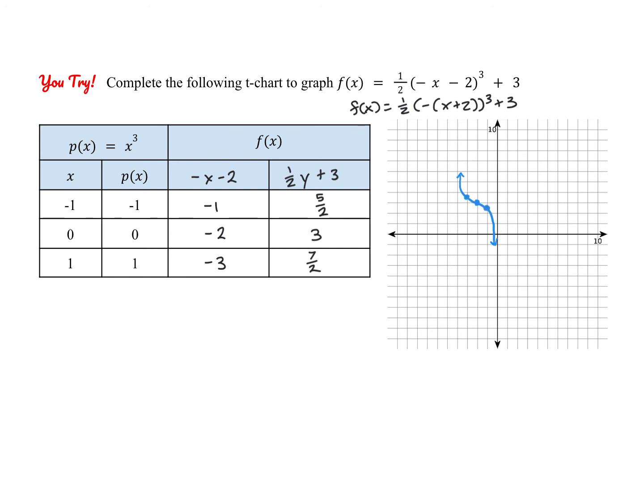So for these graphs, because it is an odd function because the parent function is odd, horizontal and vertical reflections essentially look the same. They do the same thing to your graph. So again, this looks like it could be a vertical reflection because you can always cube a negative and put it out front. So vertical reflections and horizontal reflections achieve the same thing graphically for these types of functions.